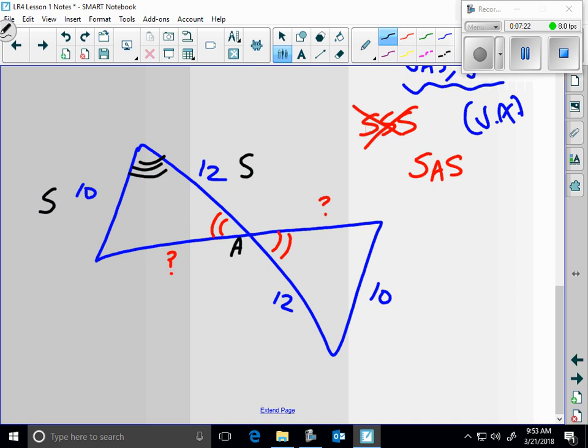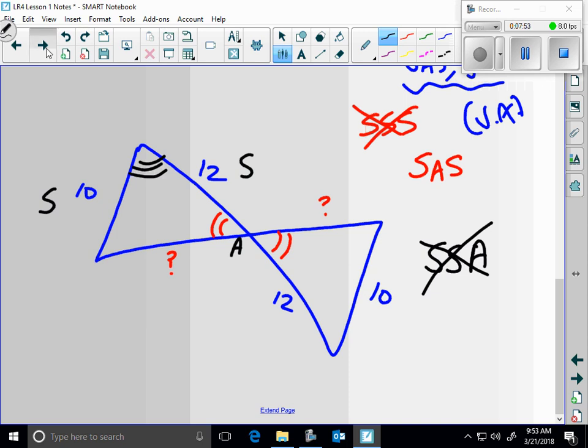Okay, let's get this across right now. Does that kind of look like a swear word? Yeah. There's no swearing in this class. Side-side-angle is not a congruence conjecture. It's a backwards donkey, a donkey walking down the street backwards. Okay, we all good with that? So I have to have the included angle. That means the angle between those two sides.